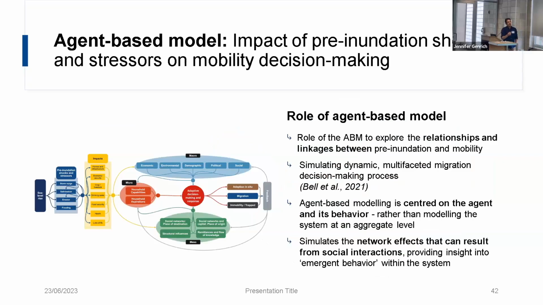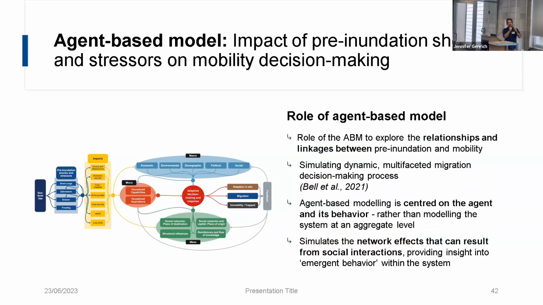So the role of using an agent-based model, the motivation is that I want to simulate this multifaceted migration decision-making process. Because what we are trying to do, and I think others have alluded to this, is we're taking physical environmental systems, which are modeled, and then trying to link these with human decision-making processes. So by using an agent-based model, you're able to center on the agents, on its behavior, rather than trying to model it at an aggregate level.